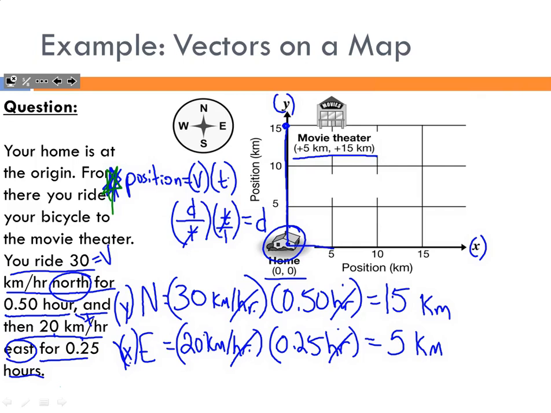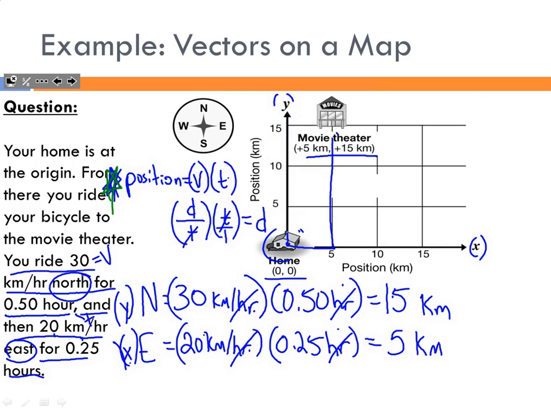So it said that we had an x over y, and I wrote it the wrong way. I apologize. You should always look at your x and then your y. So you're saying that you're traveling on an x 5 kilometers and then up 15.